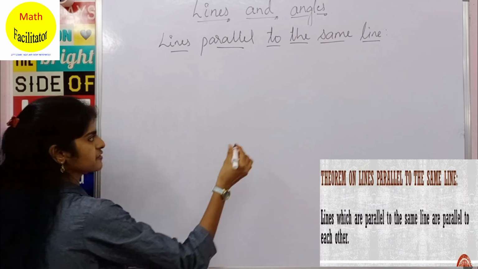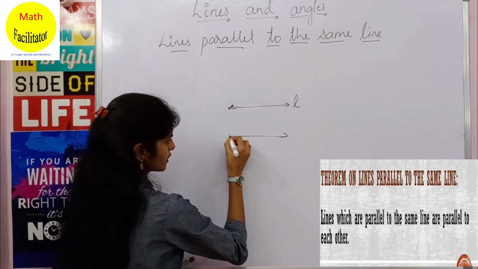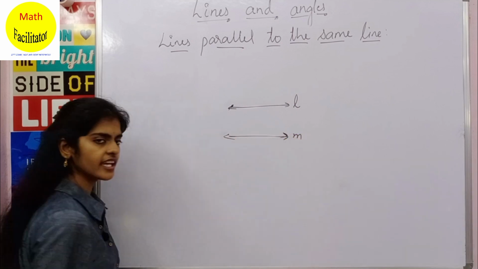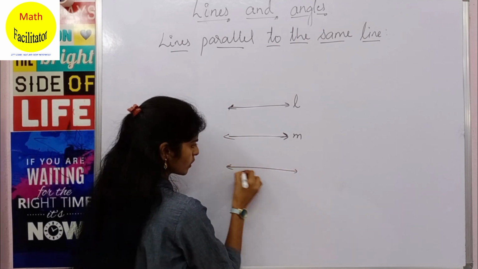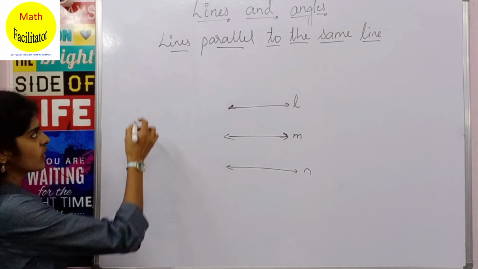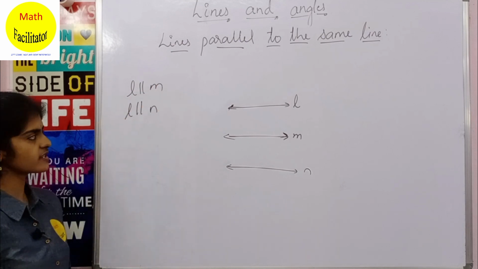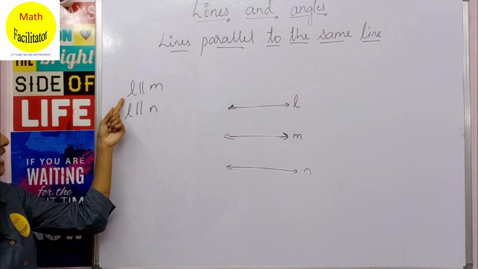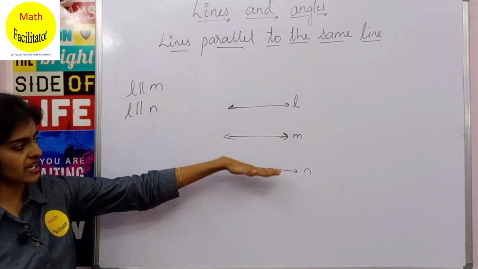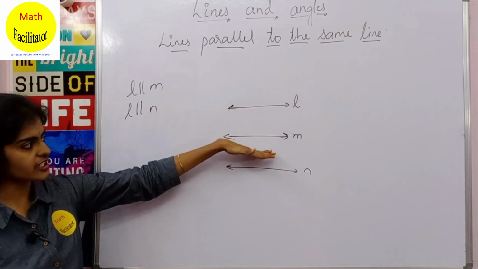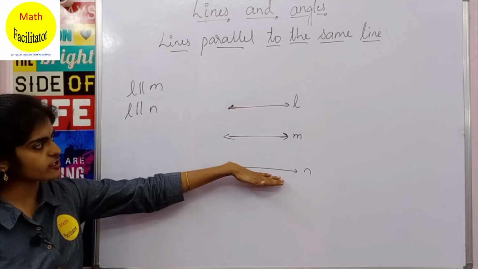Suppose you have two lines. Suppose line L is parallel to line M, and L is also parallel to N. This is the parallel symbol, you have learnt it. So L is parallel to M, and L is also parallel to N. So these lines are parallel to the same line. You can see M is parallel to L and N is also parallel to L.